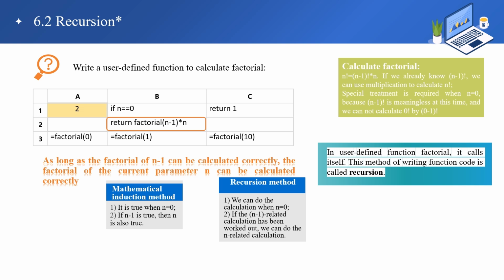If we want to prove the proposition related to n, we need only prove 2 steps. 1. The proposition is true when n equals 0. 2. If n minus 1 is true, then n is also true. Recursion is also similar. If we want to do a calculation related to n, the direct calculation may be troublesome. So long as we do these 2 steps, 1. We can do the calculation when n equals 0. 2. If the calculation related to n minus 1 has been worked out, we can do the n-related calculation. We've just used the above method to calculate the factorial.